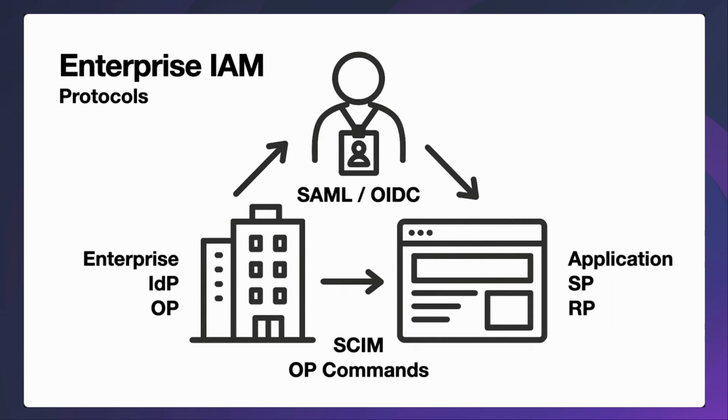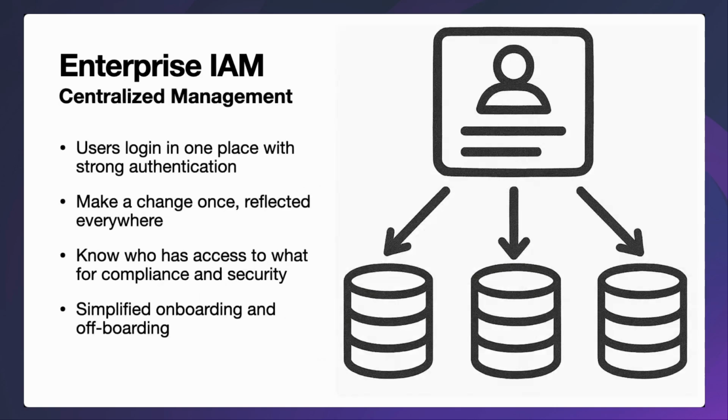So the application, AKA service provider, SP, AKA relying party, RP, knows which user they are. That token may also include claims about the user, such as their email address, their name, which groups they belong to, and things like SAML could also include their department or location. Directly between the identity service, the enterprise, and the application are protocols that work on directly managing the users that are in the application. So one of those protocols is SCIM, and the other one is OP Commands.